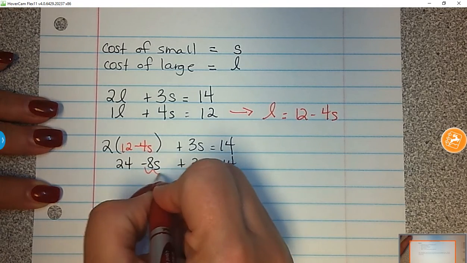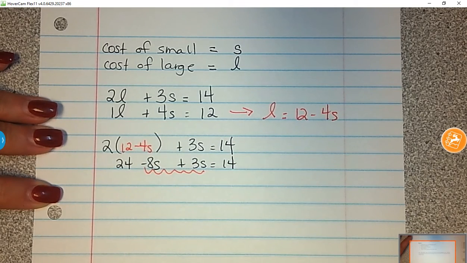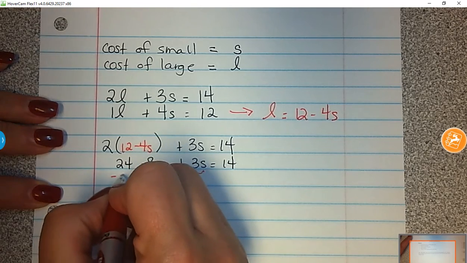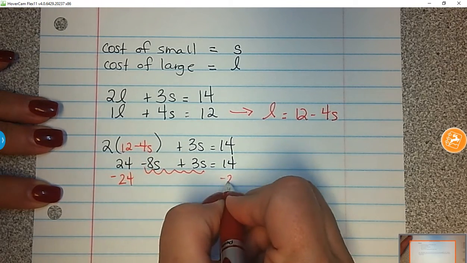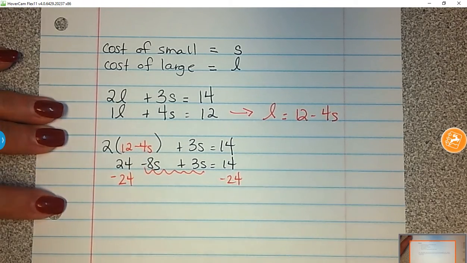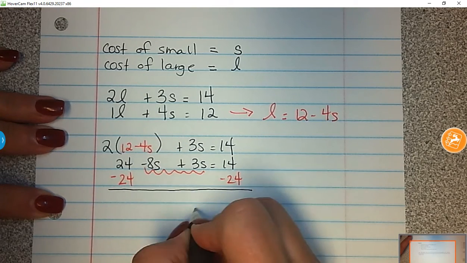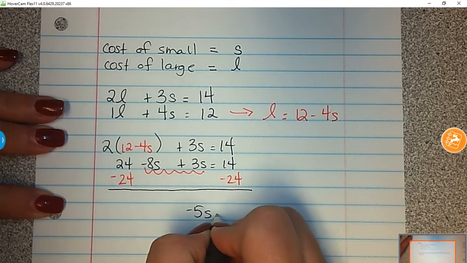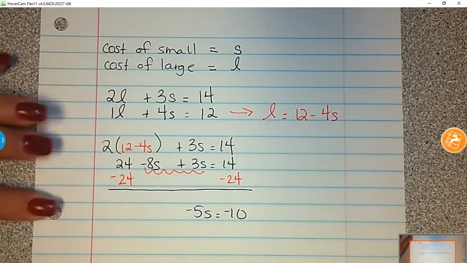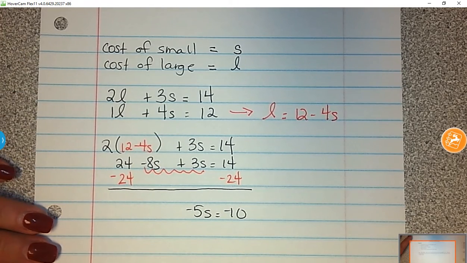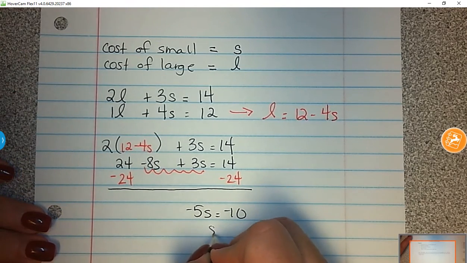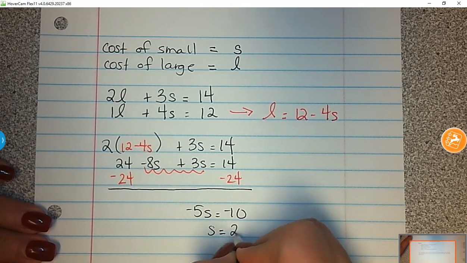It's 4. So I've got these like terms to combine. I'm also at the same time going to go ahead and subtract this 24 from both sides. So I end up with a negative 5s equals negative 10. Divide both sides by negative 5, and the small snow cones cost $2 each.